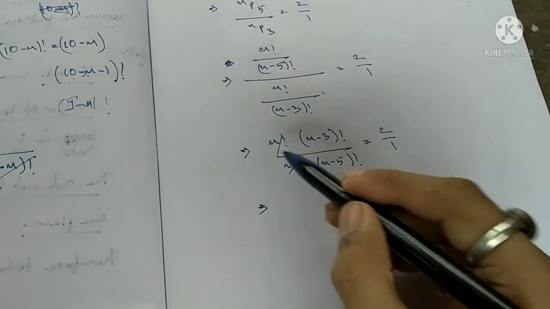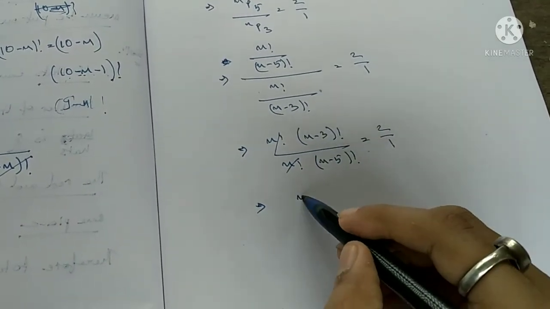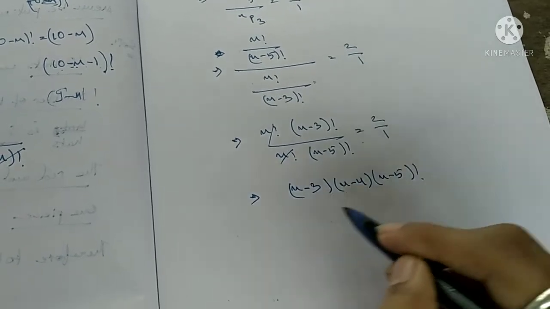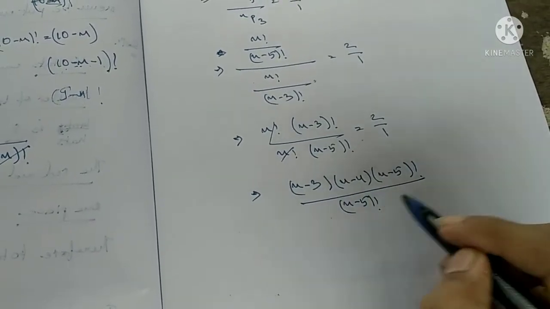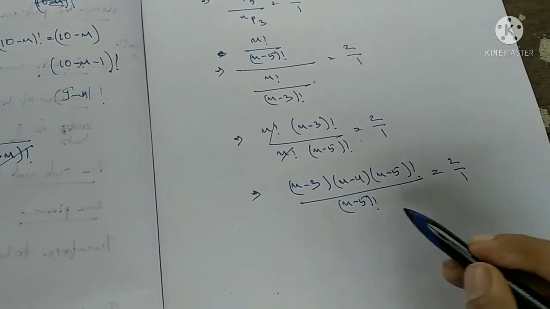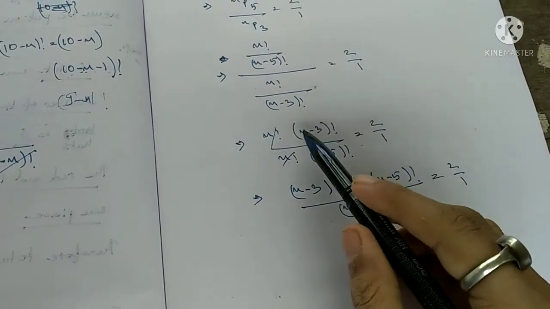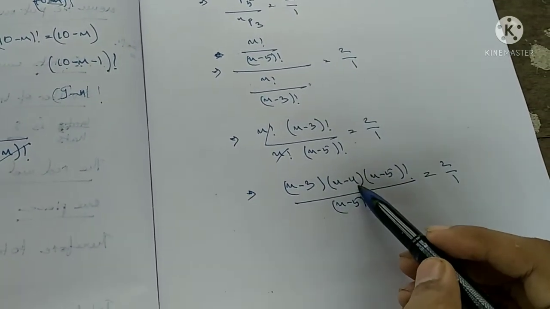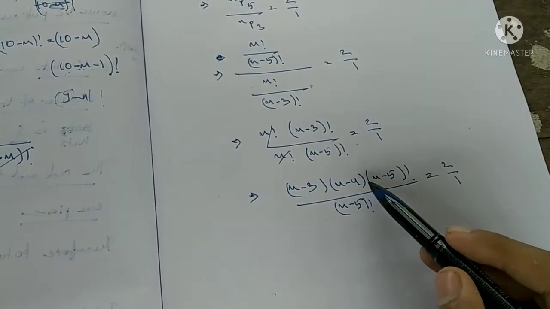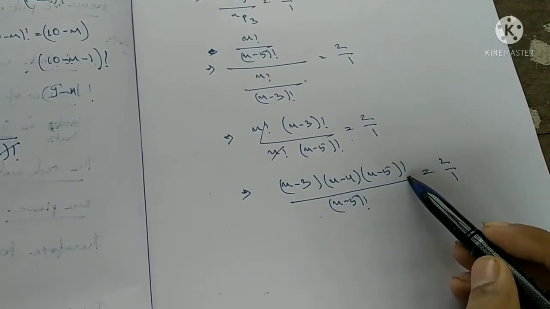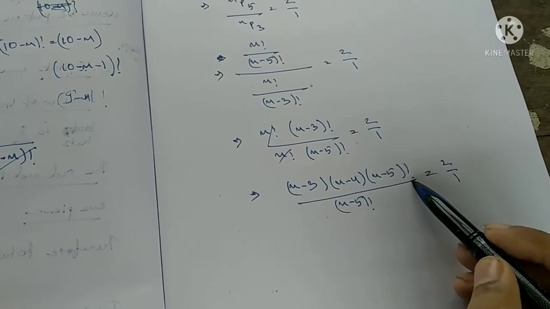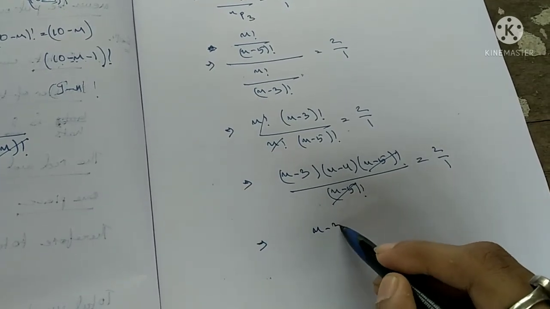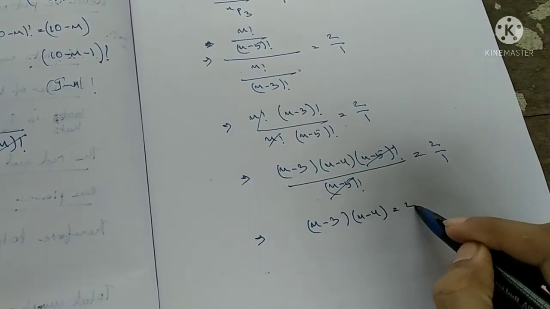Finished? So n factorial cancels. N minus 3 factorial I can write as n minus 3 into n minus 4 into n minus 5 factorial, by n minus 5 factorial, is equal to 2 by 1. Yes, because after n minus 3 the next term is n minus 4, and again the next term is n minus 5, I can stop here. N minus 5 factorial cancels. So ultimately I will get n minus 3 into n minus 4 is equal to 2.